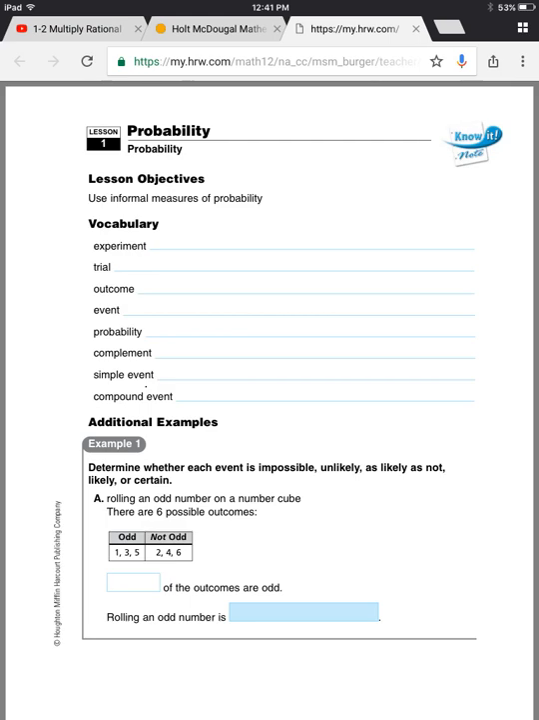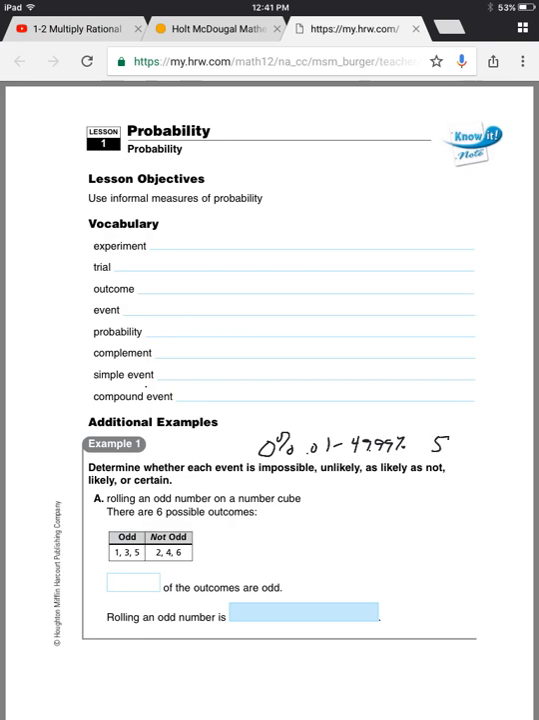So, we are going to determine whether each event is impossible, unlikely, as likely as not, likely, or certain. Impossible would be 0%. Unlikely would be anywhere from 1 to 49.99%. Okay? Actually, anything above 0, even if it's like 0.01, because impossible means there's absolutely no chance.